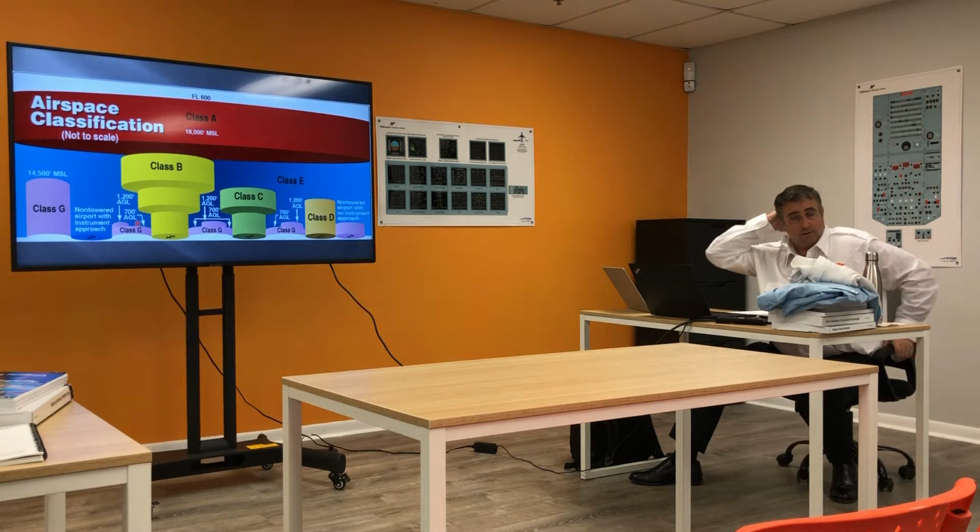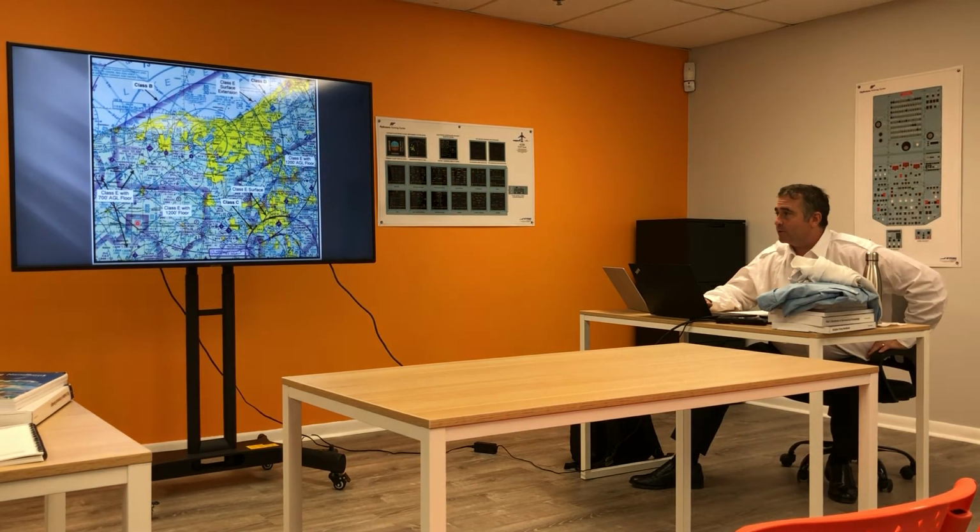So you'll have, let me see if I got a sectional chart right here. You'll have these lines. These lines are showing Class Bravo because that's blue. These lines are showing Class Charlie because it's magenta. That segmented circle is magenta, and that tells me that Class E goes all the way to the surface there.